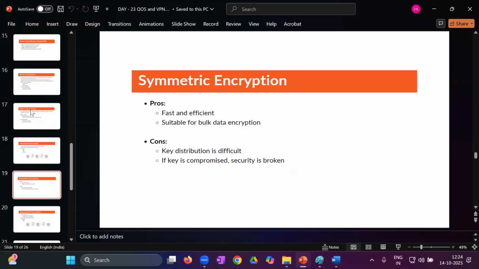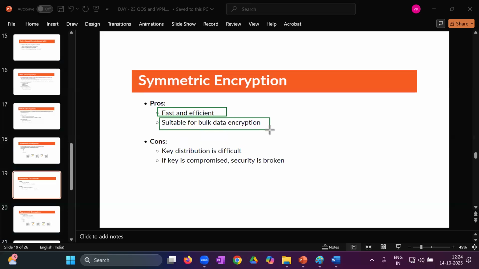Now, what are the pros and cons of symmetric encryption? The pros: it is fast and efficient, and it is suitable for bulk data encryption. Now, what are the cons? Key distribution is difficult. In this case, as I told you, the key has to be distributed from the sender to the receiver side. And if the key is compromised, security is broken. If someone in the middle has got the key, then what will happen? It will be decrypted there and then only. Right? This is the demerit, that if the key is compromised, then security is broken.